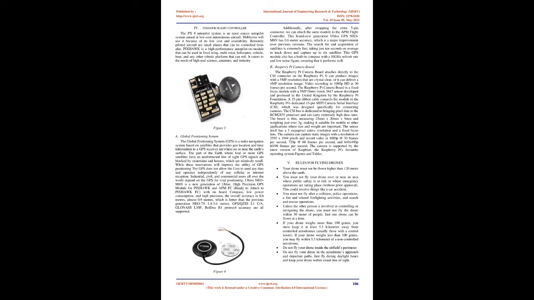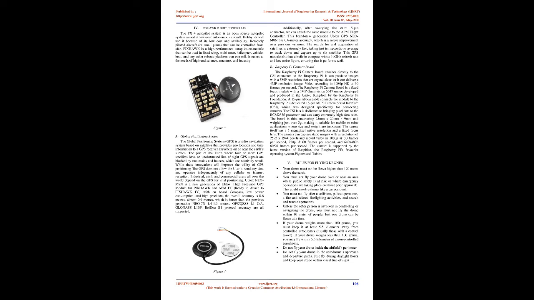GPS/QZSS L1C/A, GLONASS L1OF, and Beidou B1 protocol accuracy are all supported. Additionally, after swapping the extra 5-pin connector, we can attach the same module to the APM flight controller. This brand new generation u-blox GPS Neo M8N has 0.6 meter accuracy, which is a major improvement over previous versions.